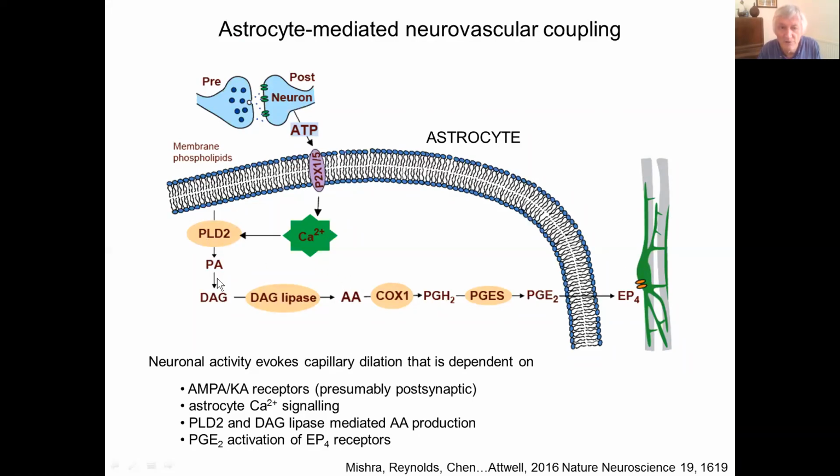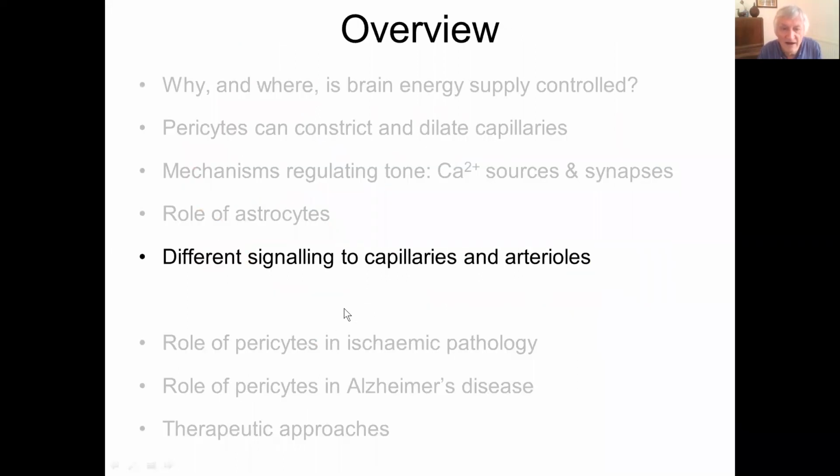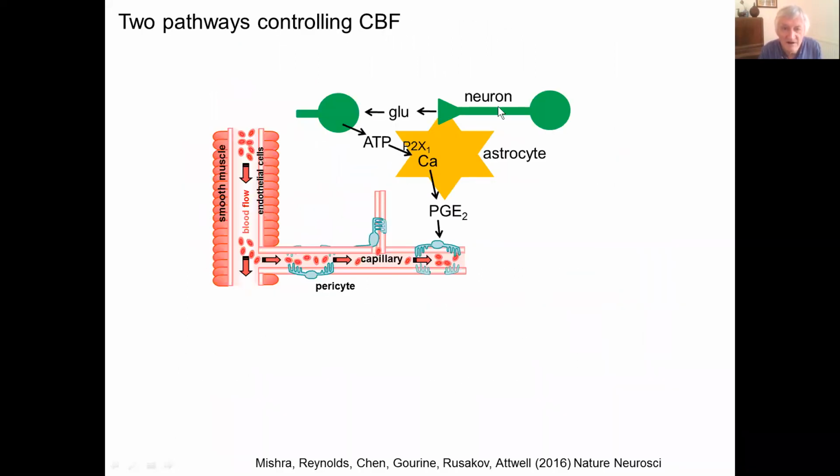And any of the blockers of these different enzymes or of this receptor will prevent this dilation, which is produced by stimulating the release of glutamate. Okay, so we think what happens then is that glutamate is released from neurons. It acts on postsynaptic neurons, which release ATP, and this then raises the calcium in astrocytes, which releases prostaglandin E2, and that dilates the capillary.